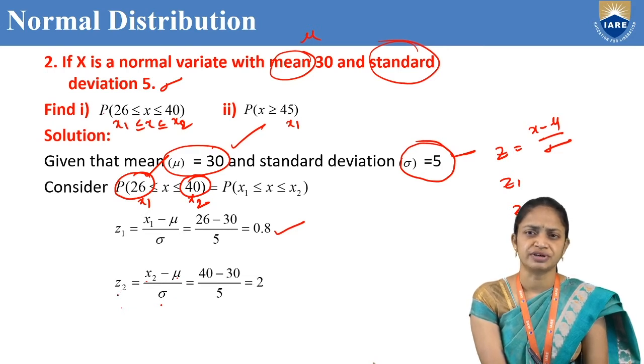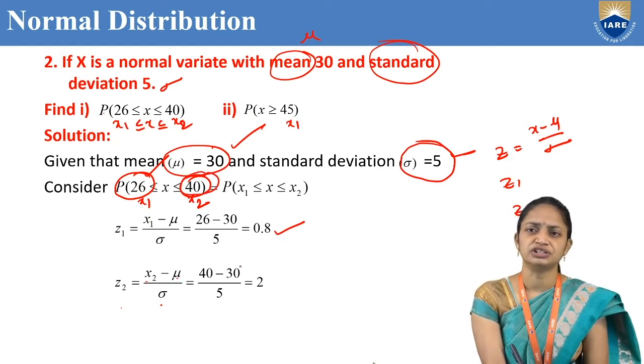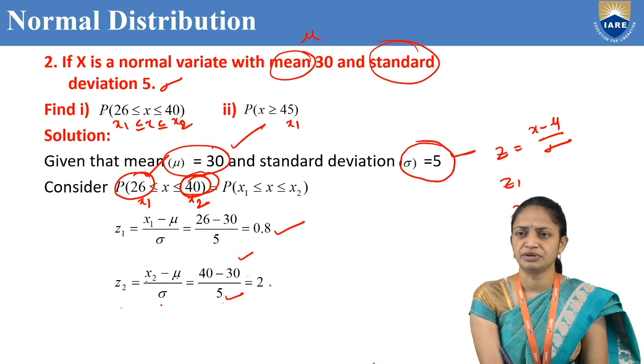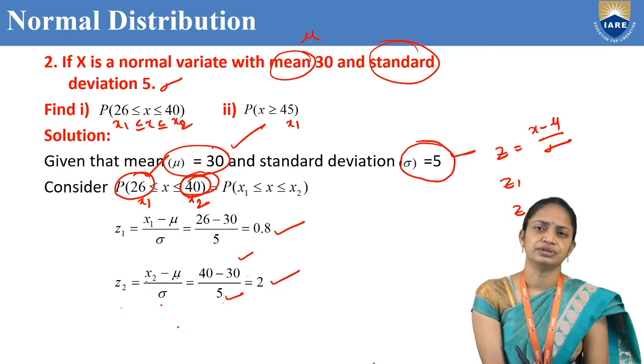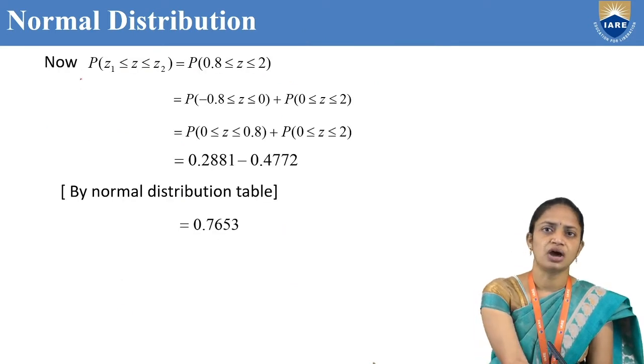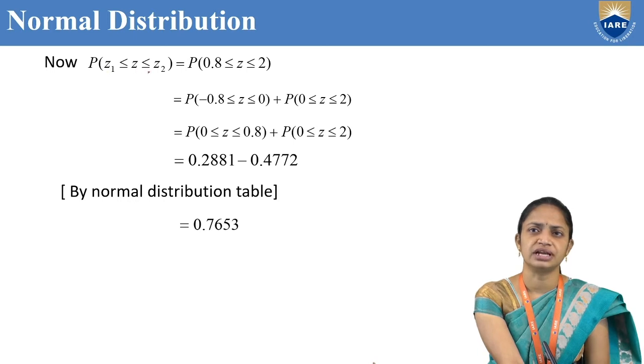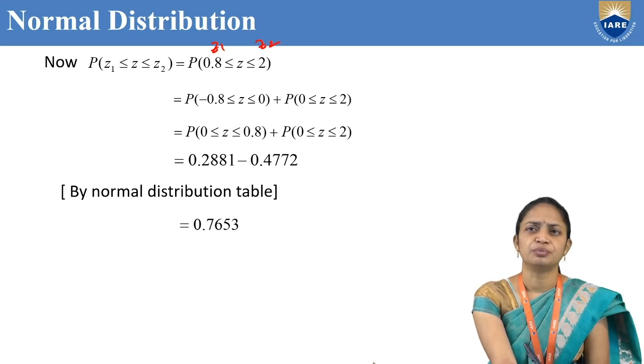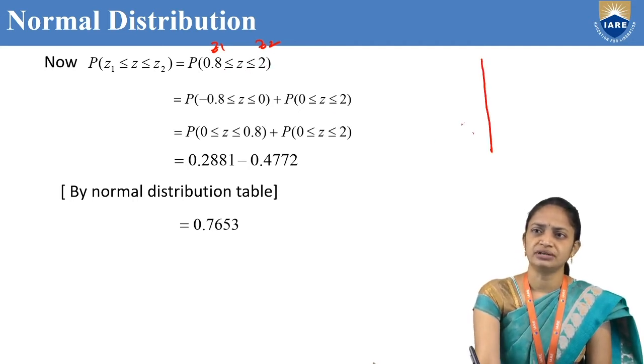Next, the formula z equals x2 minus mu by sigma. Here x2 is 40, mu is 30 and sigma is 5, so 40 minus 30 by 5. After simplification, that equals 2. So z1 equals 0.8 and z2 equals 2. Now the probability of z1 less than or equal to z less than or equal to z2 is the probability of 0.8 less than or equal to z less than or equal to 2.